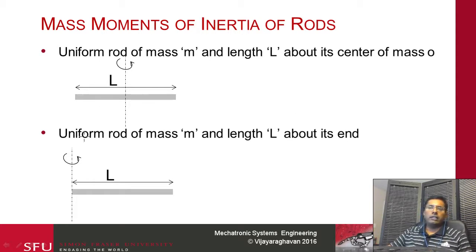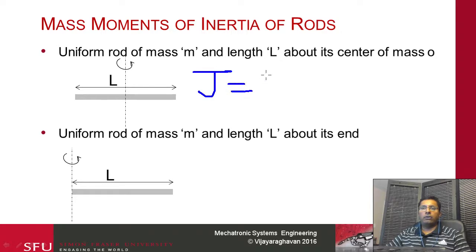In this case, you'll integrate from minus L over 2 to L over 2, but all statics books give you the formula for the moment of inertia. For this particular case, oh, by the way, I forgot to mention, we use the letter J for mass moment of inertia. So for this one, if you do the integral, you'll find J becomes 1 by 12.